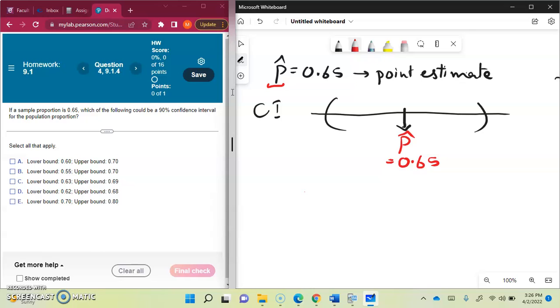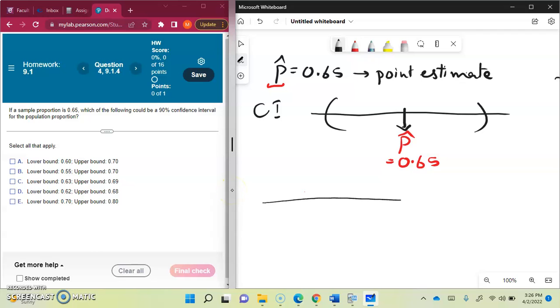As you see, it's written select all that apply. So we can have any of the following intervals if the middle of that interval is 0.65. It's like which of the following could be. So we are not exactly saying that's the confidence interval, but we are just guessing which one is the possibility. So you only have to check which one has the middle number to be 0.65. So how do you check that?